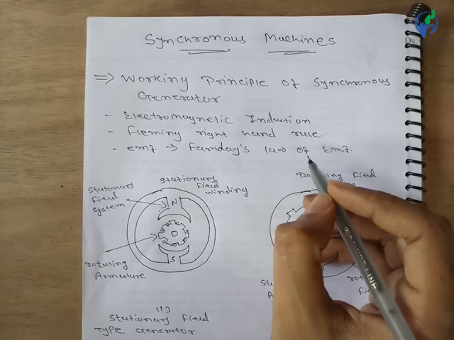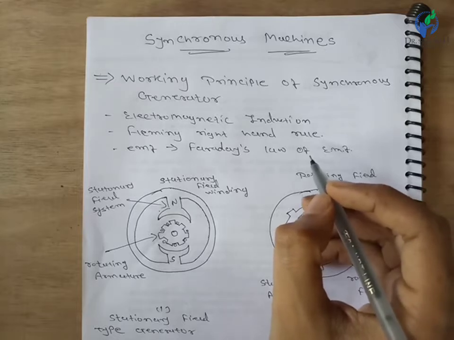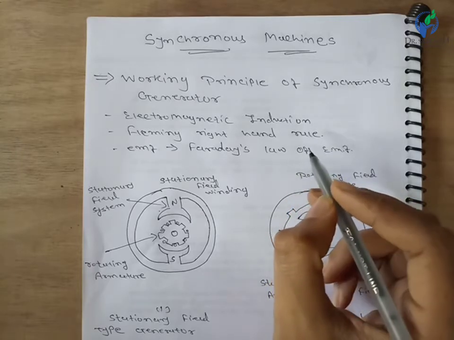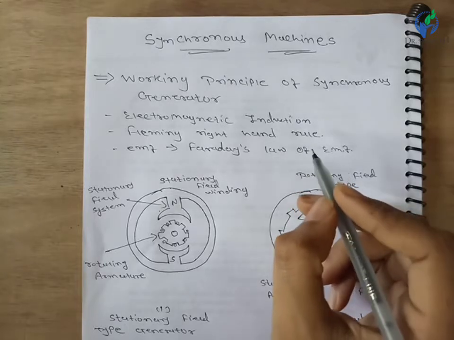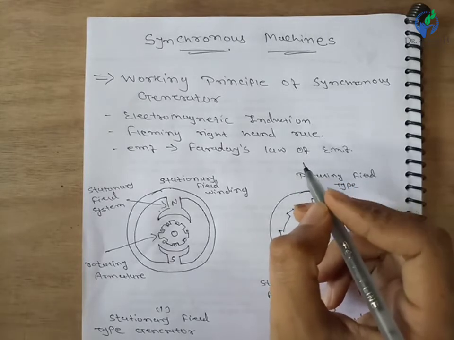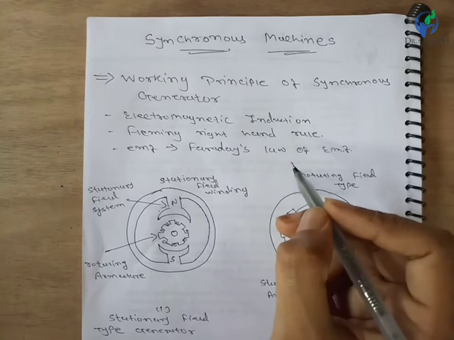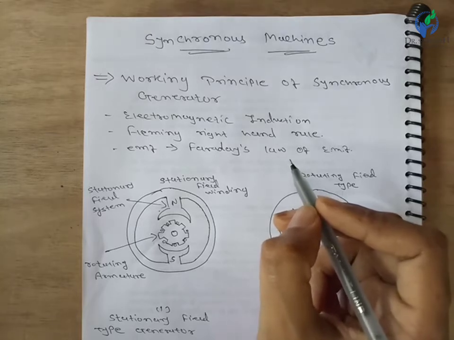If the commutator is replaced by slip rings, then in a similar way the EMF can be collected by the brushes from the slip rings. The nature of this EMF is AC. So in an AC generator, instead of a commutator, slip rings and brushes are used. This system of stationary magnetic field and rotating conductors is adopted for very small capacity generators, and it is not so popular for high voltage generators.